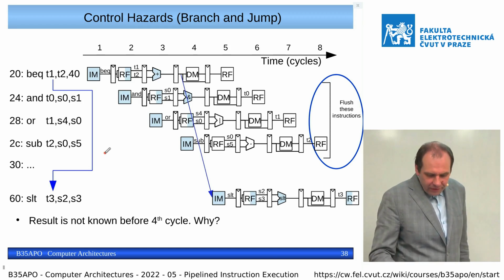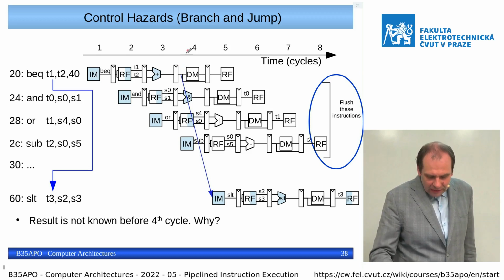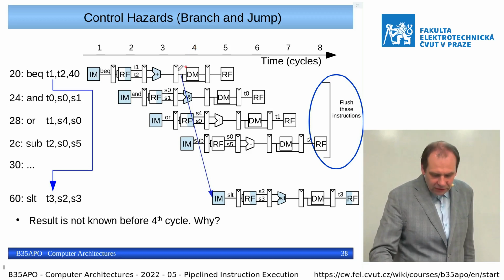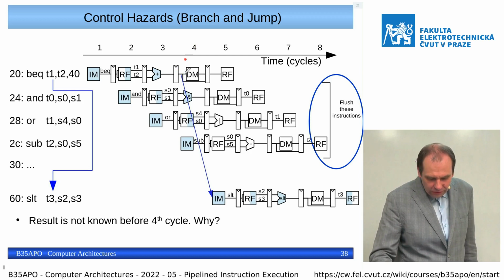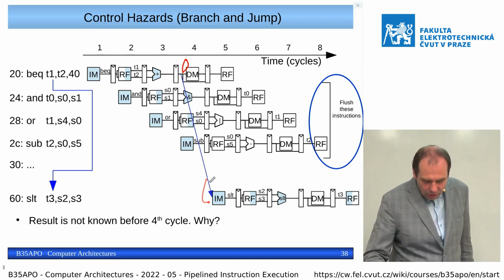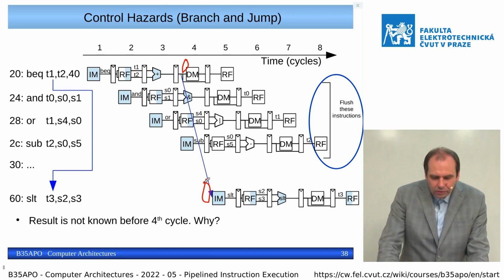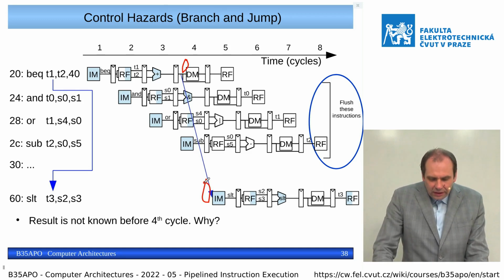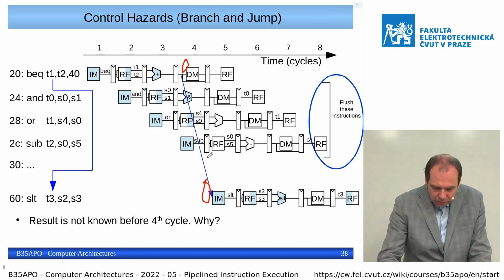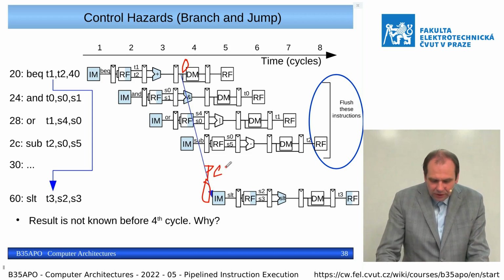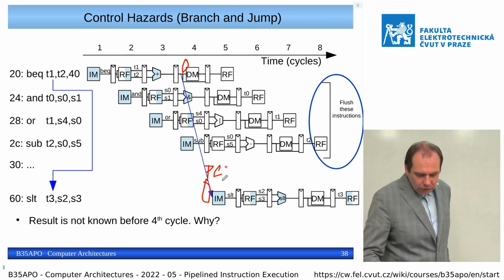Basically, if we decide whether we should branch or not at the 4th clock cycle at the memory stage, then we need one more clock cycle to store the value into the instruction pointer, into the PC, program counter, and the next instruction would be read correctly.